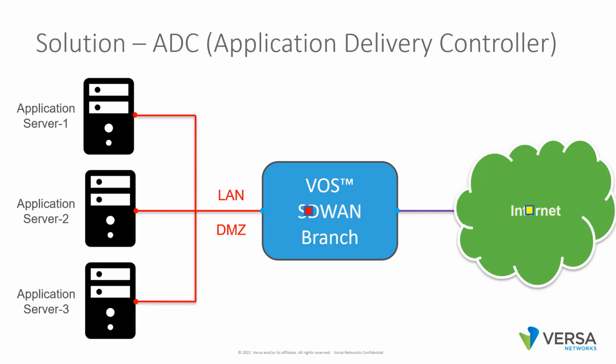The second request from another customer will be balanced to another service in the internal network. And the third one will be load balanced to another one again. And this all will happen using the load balancing or ADC service on the Versa device, which is embedded and technically available with any license which comes with the system.